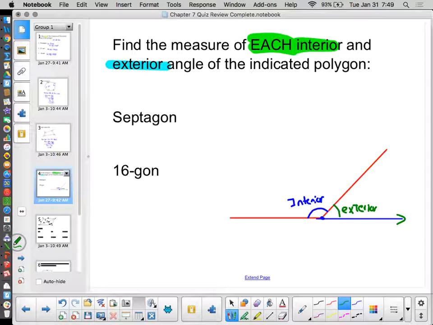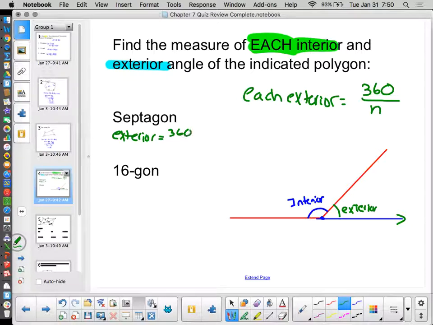Now, what's going to be easier to find? The measure of each interior or the measure of each exterior? The exterior is way easier to find because the sum is always 360. So to find each exterior angle is simply 360 divided by the number of sides. So the exterior for a septagon is 360 over 7.